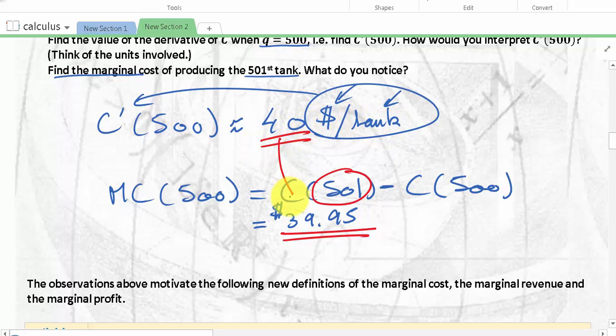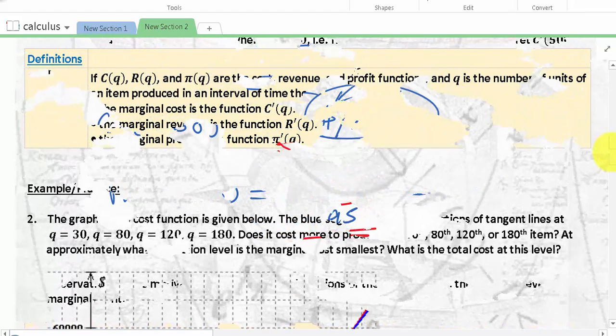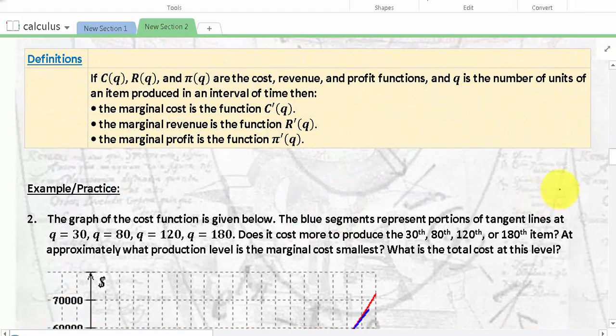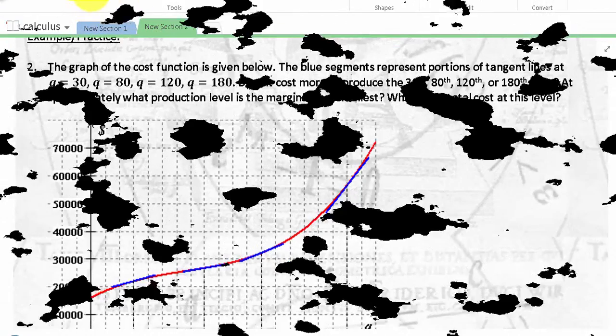Now this number is close to this one, and therefore we justify the definition I'm about to show you. These are the new definitions for the marginal cost, marginal revenue, and marginal profit. We're going to say it is the derivative of the cost, the derivative of the revenue, and the derivative of the profit functions. So if you take the derivative, you're going to find the marginal. Let's see how these definitions work in the next example.